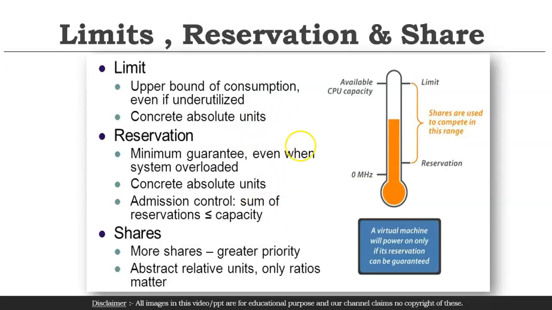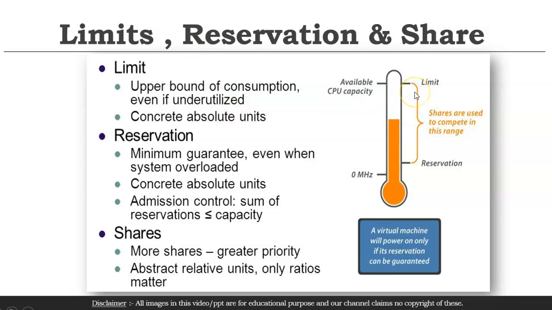So we'll go back to the diagram one more time, which we have left. So reservation, we have seen it is a minimum guarantee that will be available to every machine. So minimum guarantee even when the system is overloaded. So the reservation should be less than capacity. So let's say we have a guaranteed minimum of 1 GB each, but there will be a total of 10 GB and there will be 15 machines. Definitely the minimum guarantee will not work. So the sum of the reservations should be less than capacity.